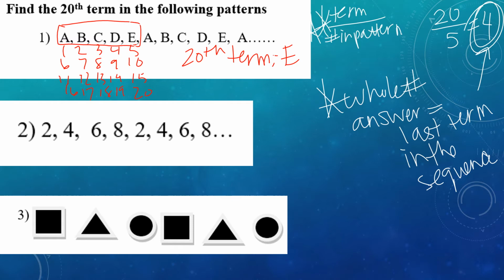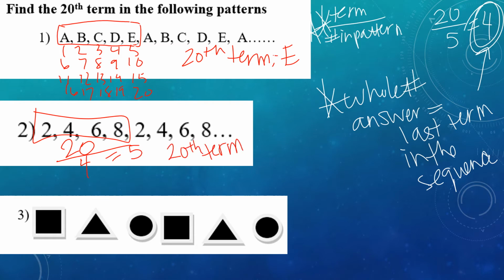Okay, now for number 2, we have 2, 4, 6, 8, 2, 4, 6, 8. So there are 4 terms in this sequence that repeat. So I'm going to do 20 divided by 4. Now again, if your answer is a whole number, that means the term you're trying to find, the 20th term in this case, is the last term in the sequence, which would be 8. And you could also count it out if you want.